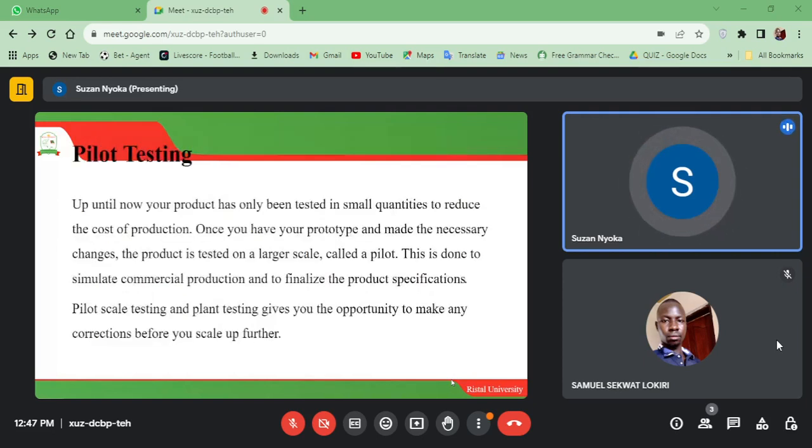Pilot testing. Up until now, your product has only been tested in small quantities to reduce the cost of production. Once you have your prototype and make the necessary changes, the product is tested on a larger scale, called a pilot. This is done to simulate commercial production and to finalize the product specification. Pilot scale testing and plant testing gives you the opportunity to make any corrections before you scale up.